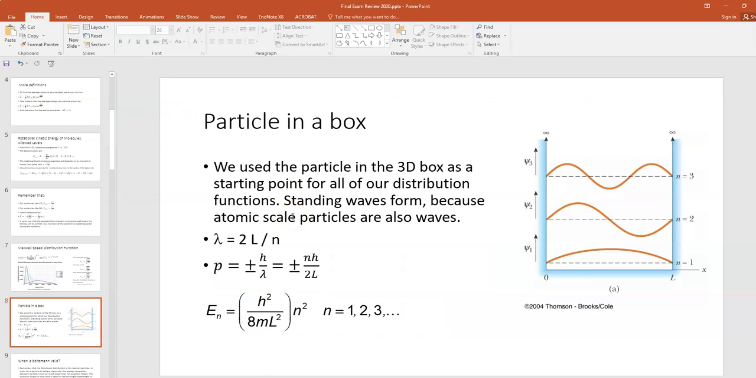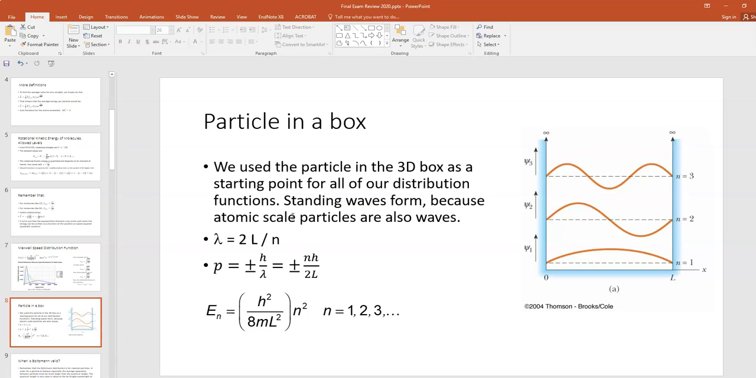Now, to get at the full partition function for an ideal gas with n particles, we went through various steps and scenarios and derivations. What we did for the Boltzmann and for the Gibbs factors, by the way, in Chapter 7, was we used the particle in a three-dimensional box as a starting point for all of our distribution functions. Okay? So basically, we envisioned our gas or our system or whatever being contained within a three-dimensional box.